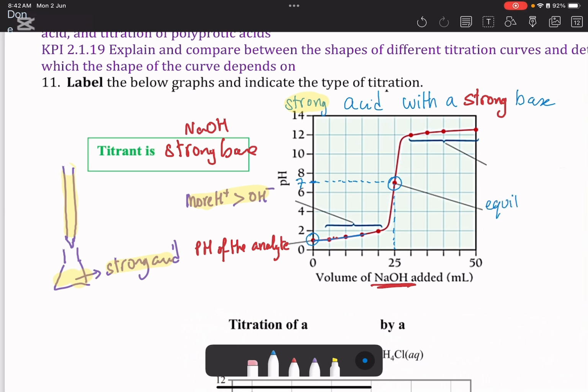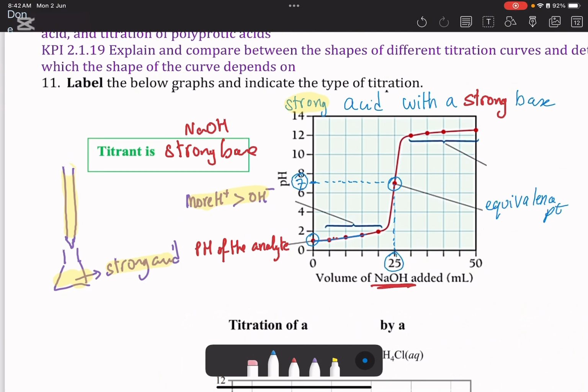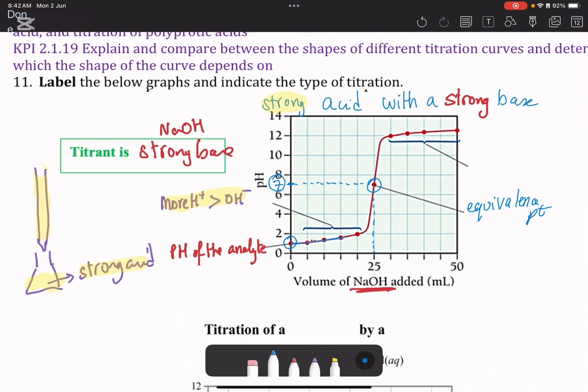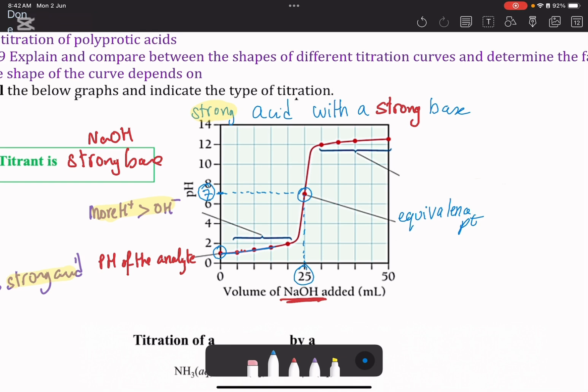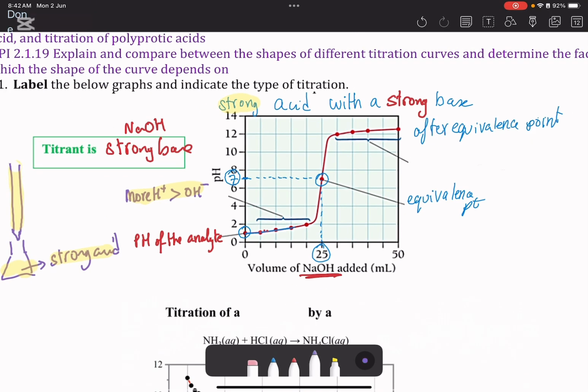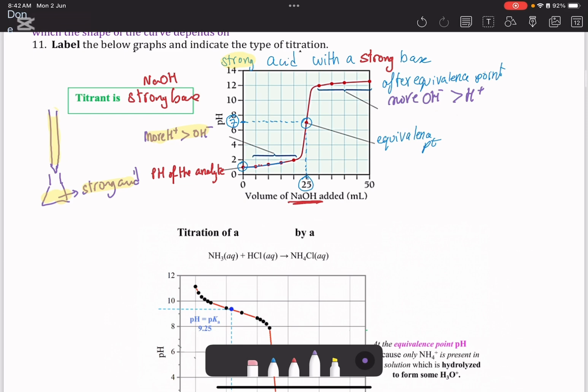At that point, that is called the equivalence point. This is the pH at equivalence, and this is the volume at equivalence. And whatever comes after the equivalence point, I call it after equivalence point. It is when now I have more OH minus than H plus.